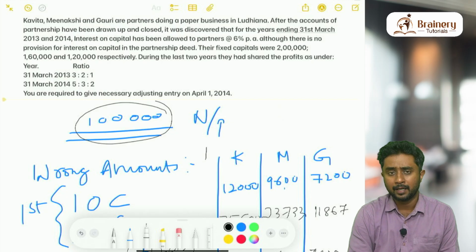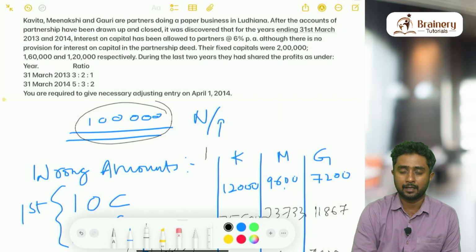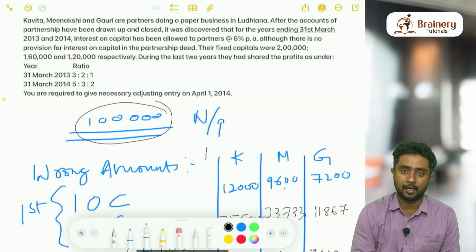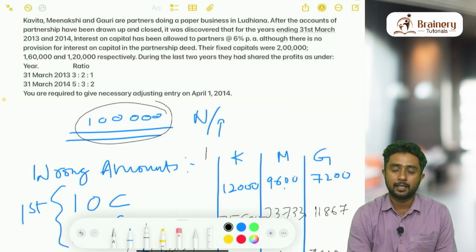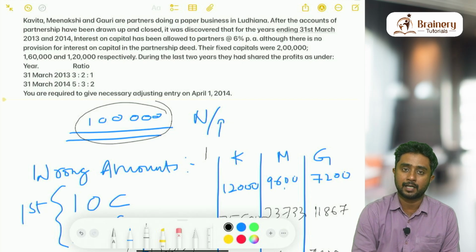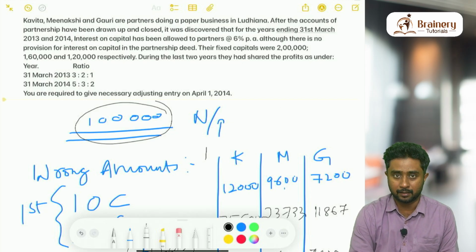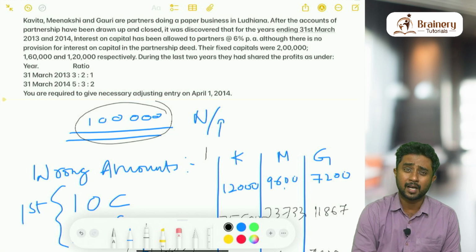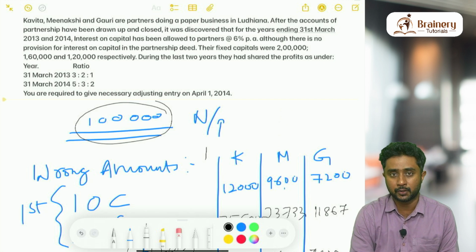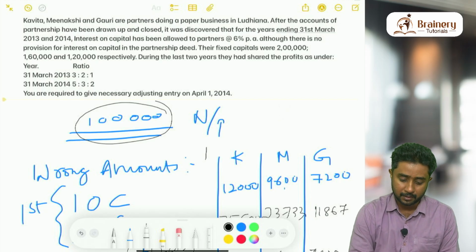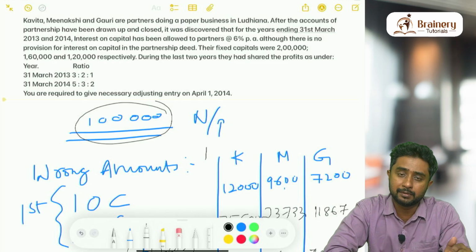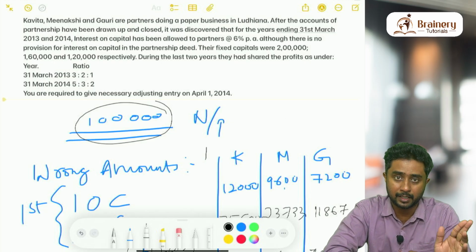We know that when partners are going to receive the profit, we prepare the profit and loss appropriation account and record all the appropriations there, and finally we get the divisible profit. Divisible profit is the amount that we are going to finally share with the partners. So the divisible profit which we worked out for the 2 years is actually wrong. That is the purpose of the ratio given here in the question. So 2 mistakes happened: wrong interest on capital for the 2 years, and wrong divisible profit also for the 2 years. The ratio is correct, keep that in mind.